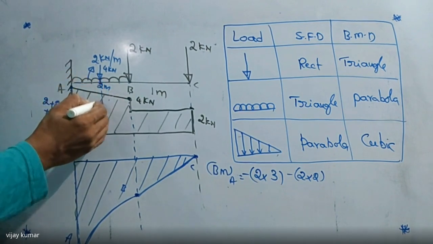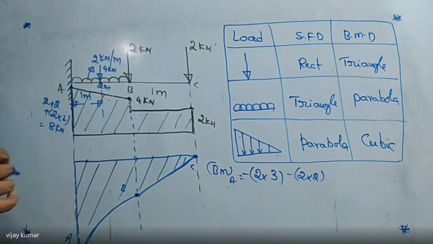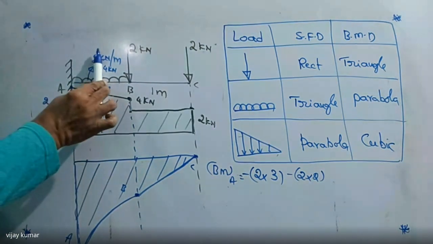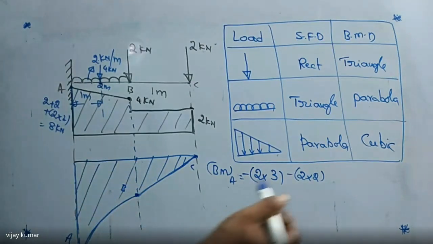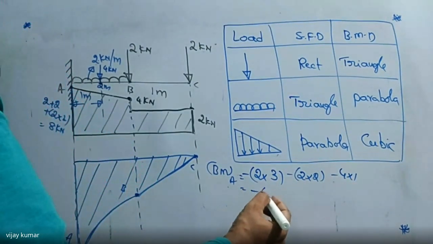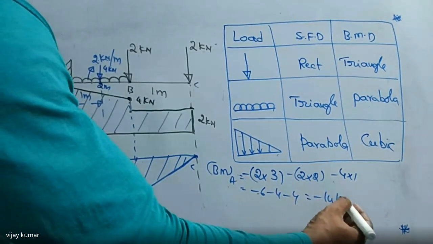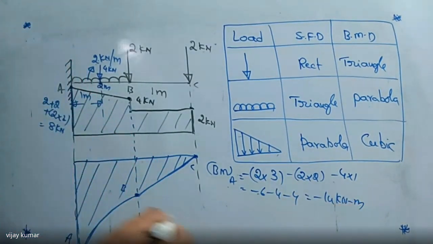What is this length now? This length is equal to 1 meter, half of its length. Then this force into this distance. So I'm writing here, that is 4 into 1, which is negative. Then I'm writing minus 6, minus 4, minus 4. Then that is minus 14 kilonewton meter, the bending moment value.